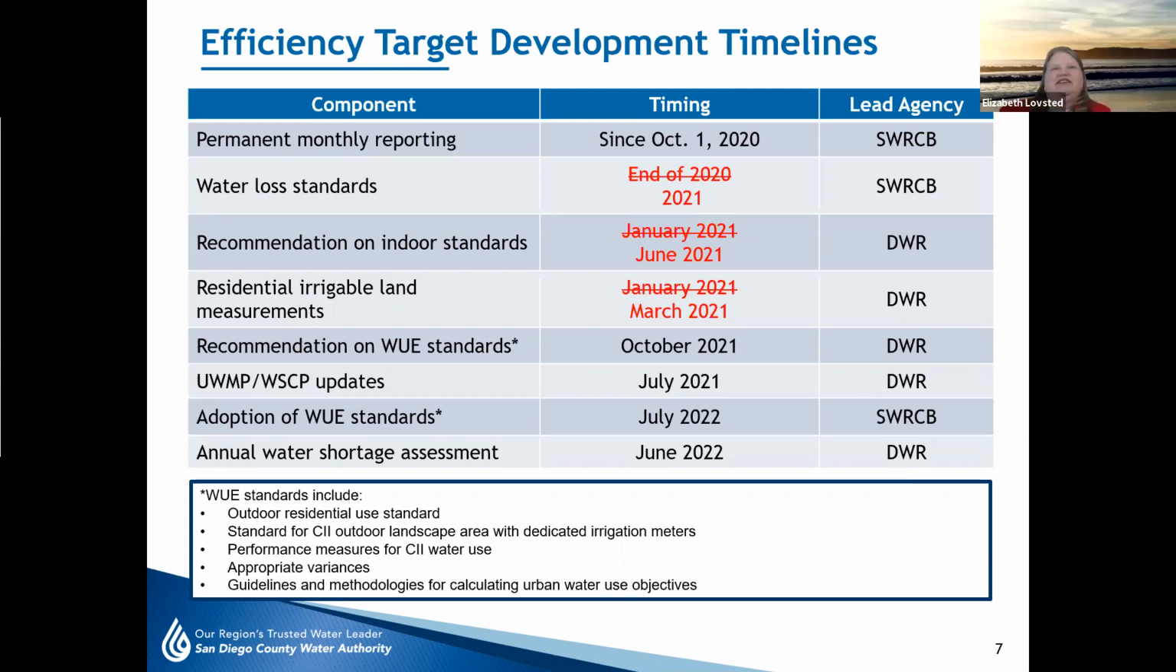Recommended indoor standards. We were supposed to get those in January of 2021. Again, now they're saying June of 2021, but there's still some question about that. And then residential irrigated landscape measurements were supposed to come from DWR in January 2021. Those came in March of 2021. So you kind of see a trend here that we're kind of pushing a lot of these deadlines. And so moving forward, just be aware that that might continue. So next slide, please.